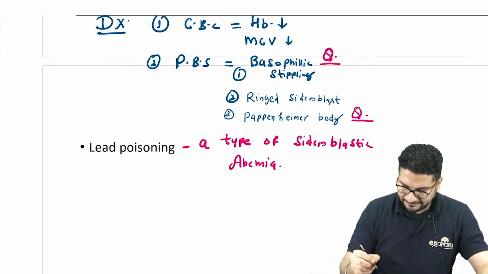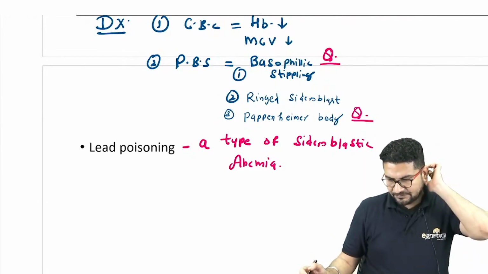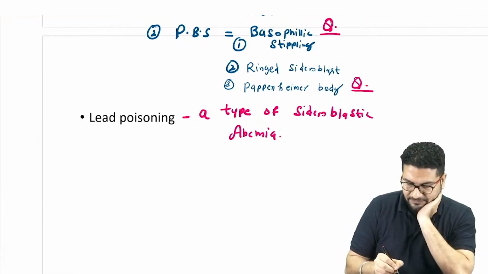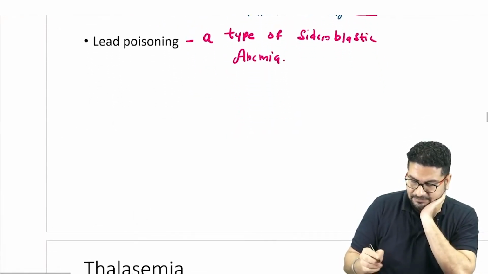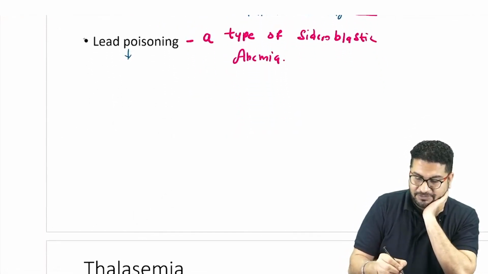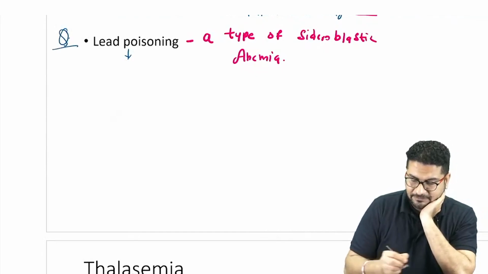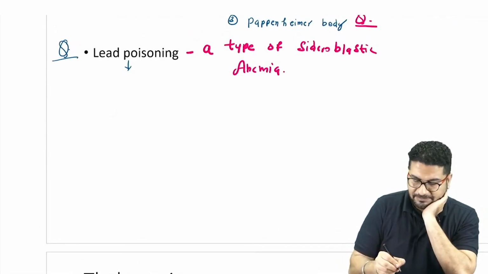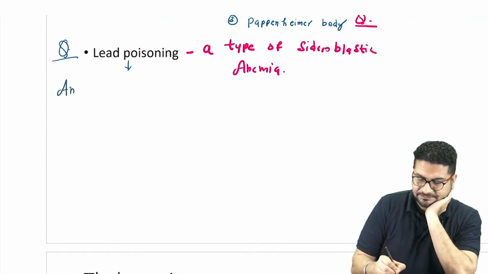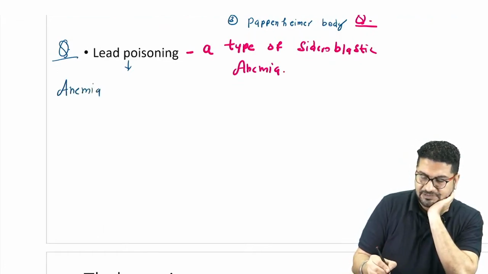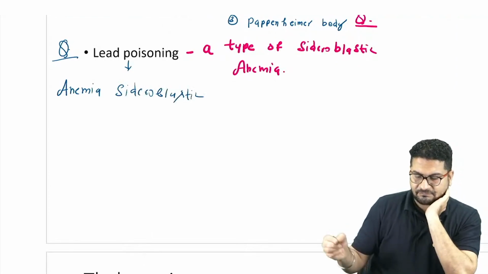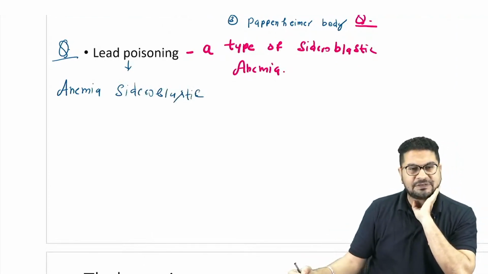If I ask you an MCQ, what are the features of lead poisoning? Remember, lead poisoning is a common, important topic that they ask in exams. In lead poisoning, the patient will develop anemia. Which anemia? This anemia is called sideroblastic anemia.